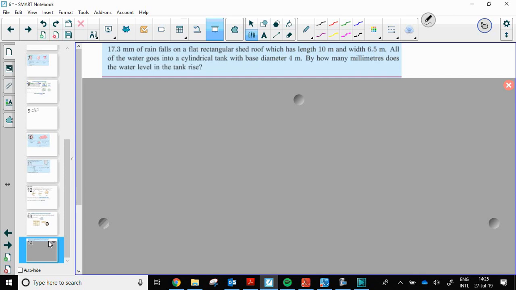It's a whole bunch of numbers and a whole bunch of shapes and a real-world context. We got to talk about rain. So first of all, we got 17.3 millimeters of rain falling. And what does that even mean?